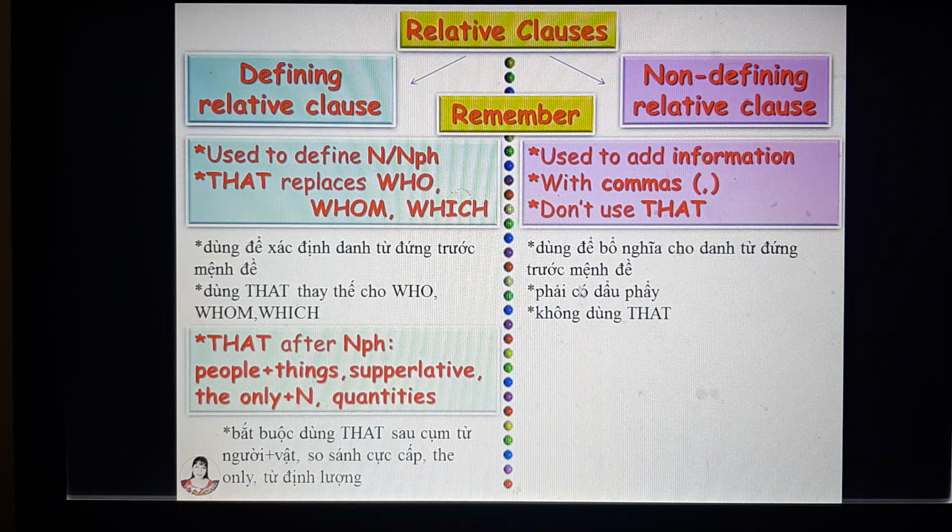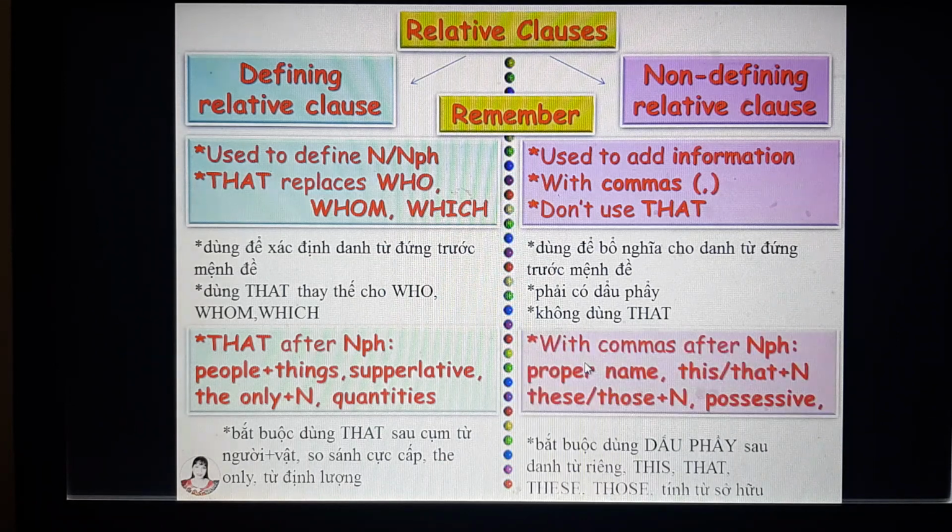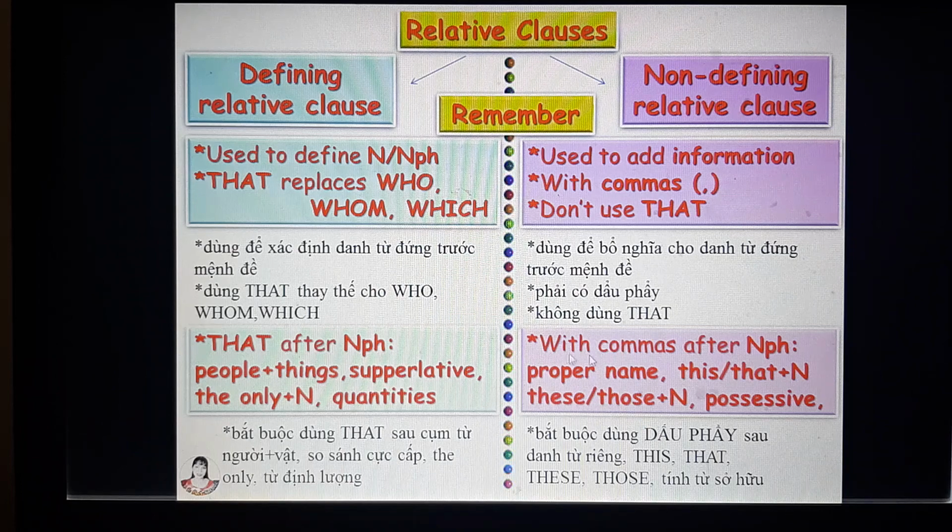Now you can read it yourself. And we use a comma after a noun phrase, proper name, this, that, these, those, and possessive. We have to use a comma after a proper name, this, that, these, those, possessive. Remember.